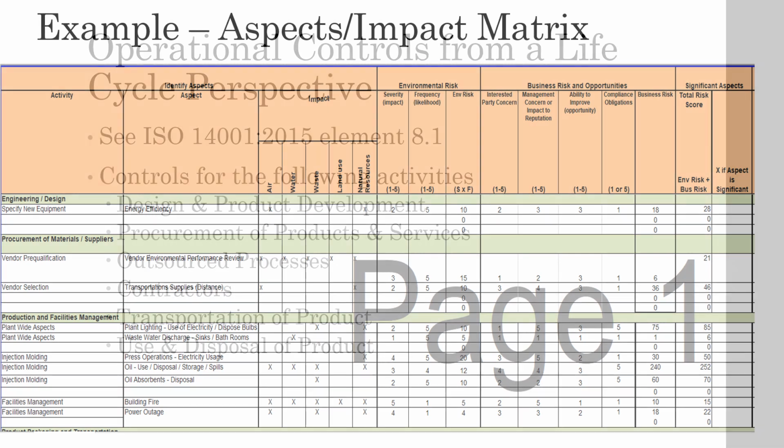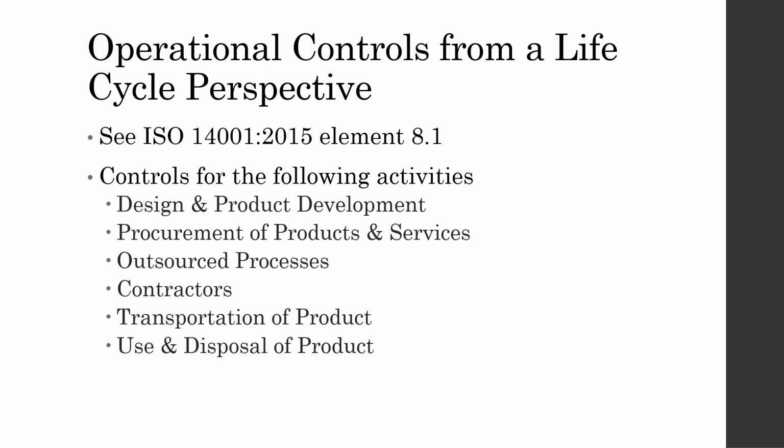The next section of the standard that uses the term life cycle perspective is 8.1 operations. And again, what they're expecting organizations to do is develop controls on their activities considering the life cycle stages of their product that they control or influence.